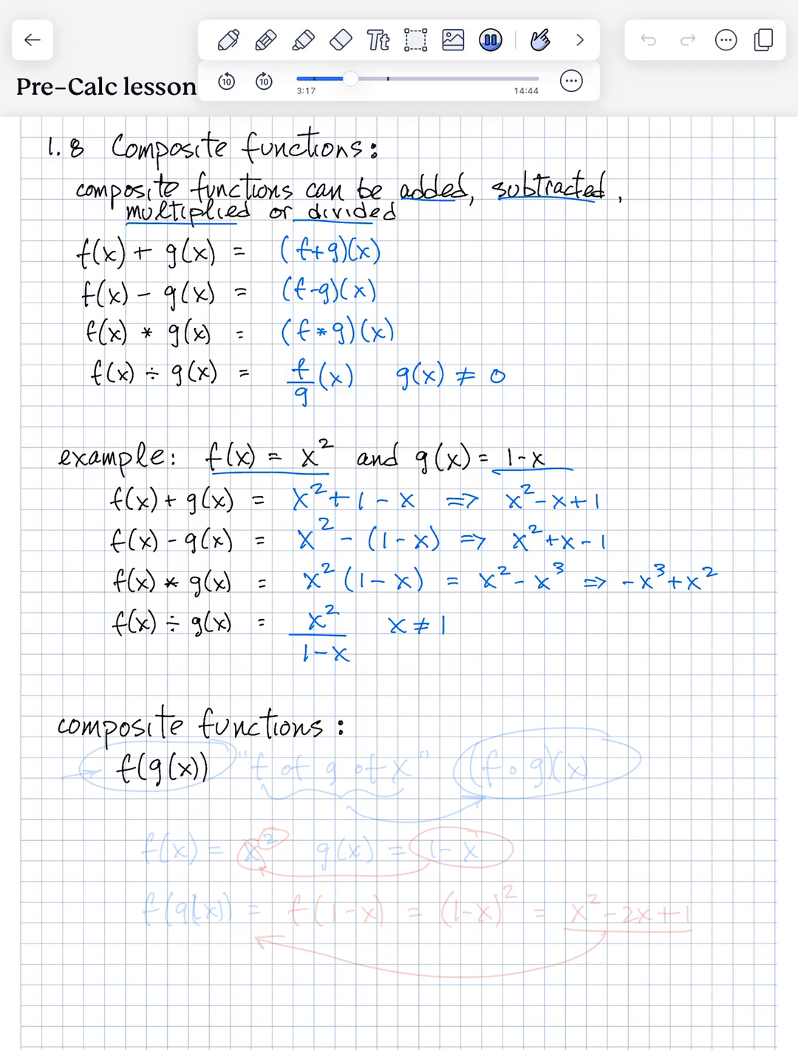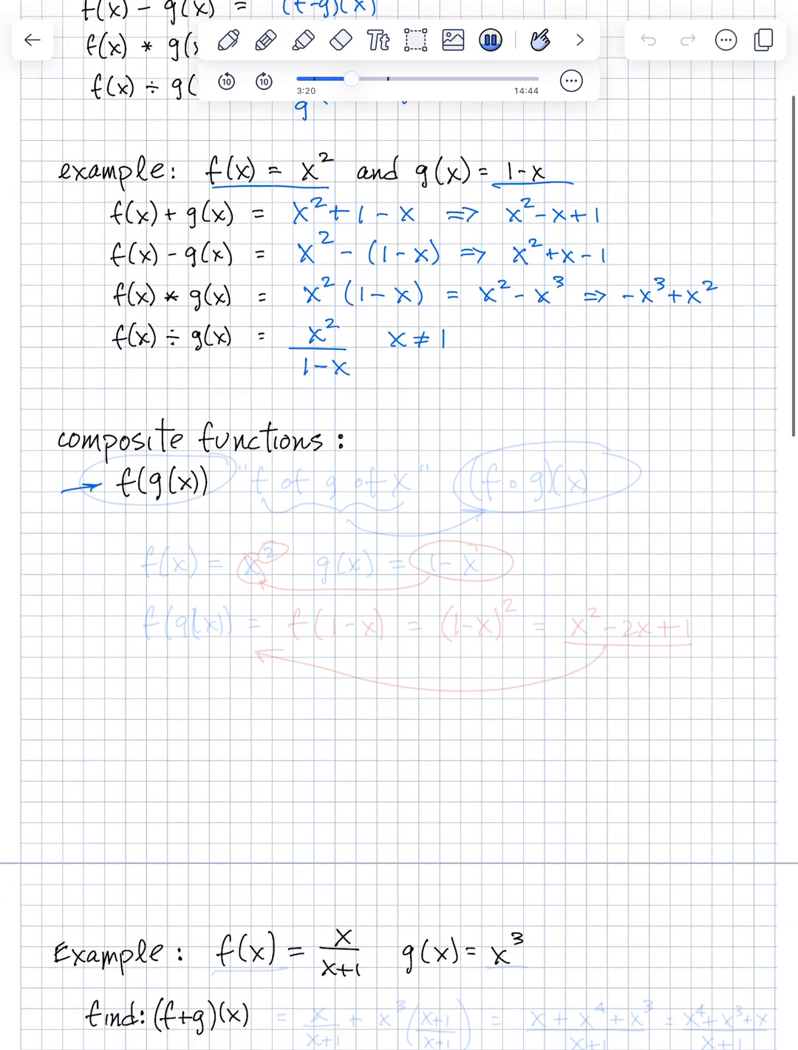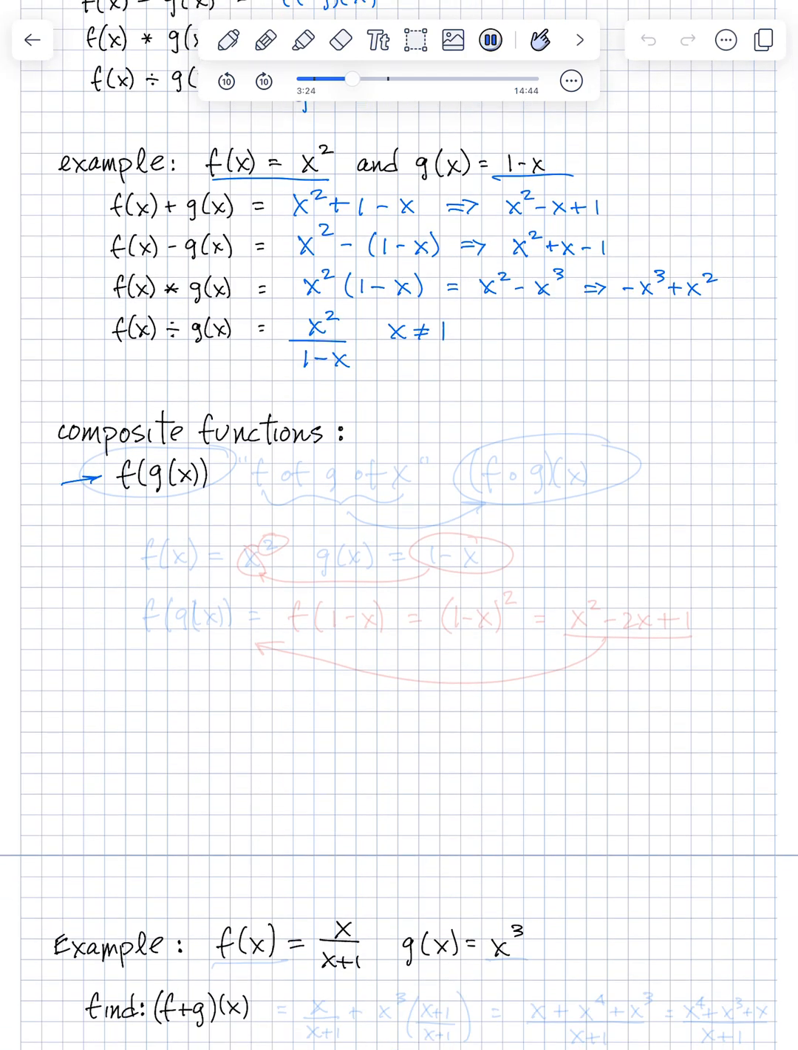Okay, let's look at composite functions. And we're going to look at f of g of x. So this is pronounced f of g of x. That's how you say it. And in the book, you'll also see it like f with a little o, g of x in parentheses. So this means the same thing as f of g of x. Sometimes I write it this way, sometimes I just write it this way. So you'll see it both ways in the book.